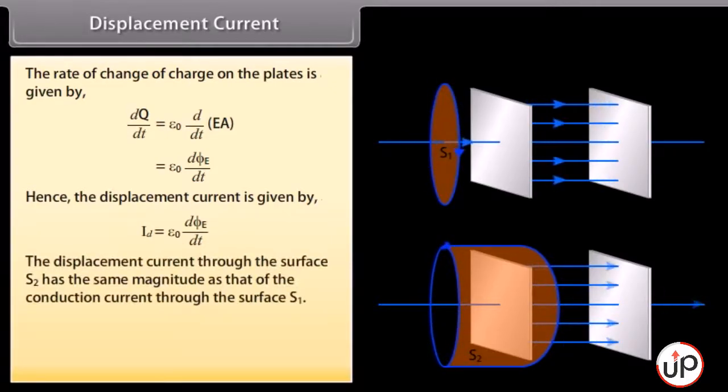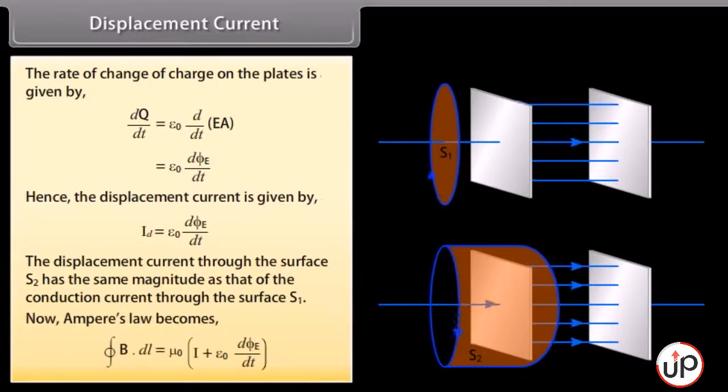The displacement current through the surface S2 has the same magnitude as that of the conduction current through the surface S1. Now, Ampere's law becomes closed integral of B dot dl is equal to mu naught multiplied by I plus epsilon naught d phi E by dt.